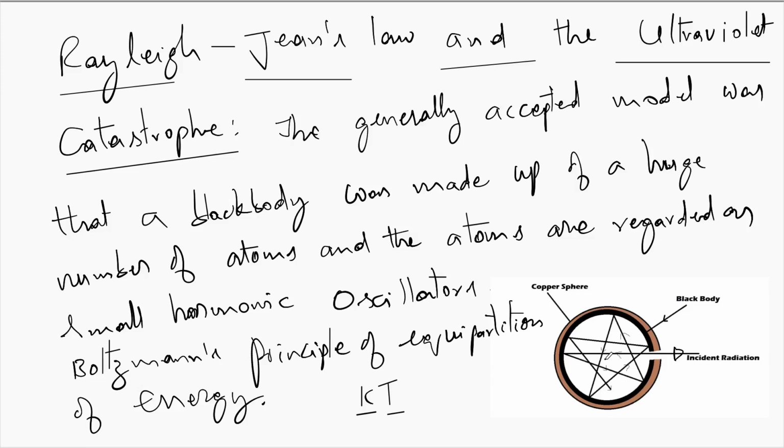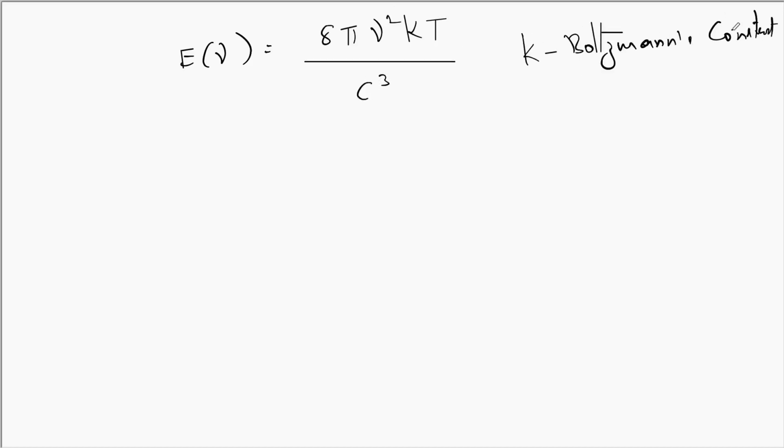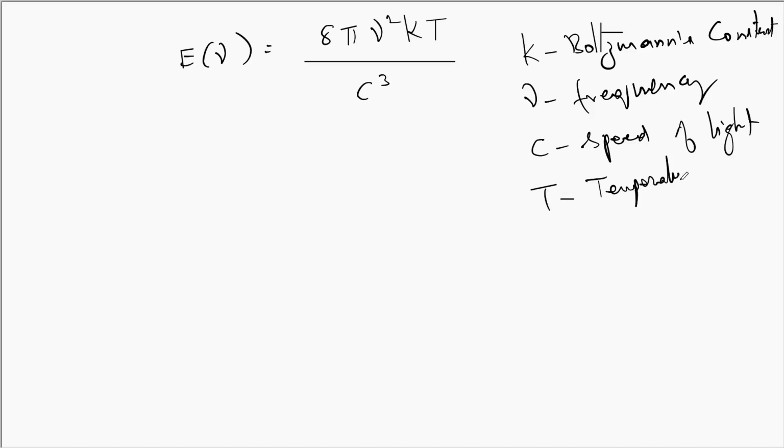The Rayleigh-Jeans law is E_nu = 8 pi nu squared kT upon c cubed, where k is Boltzmann's constant, nu is the frequency of oscillation, c is the speed of light, and T is the temperature in Kelvin. Using this, if you calculate the energy density of the black body radiation, then one can make two observations. The first observation is that the energy density calculated is in good agreement with the experimental result, that is the black body radiation spectrum recorded at that particular temperature in the IR region.